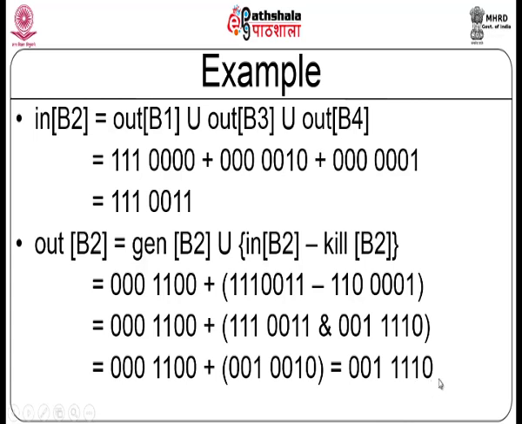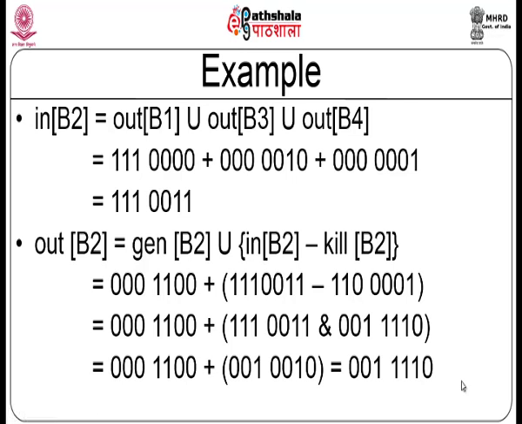So, I have to compute this for all the blocks and ensure that, okay, as we can see, out of B2 is this now, and the previous out of B2 was just gen of B2, which is nothing but this one, 0 0 0 1 1, and this is not the same. So, I have to go through this for one more iteration. Okay.